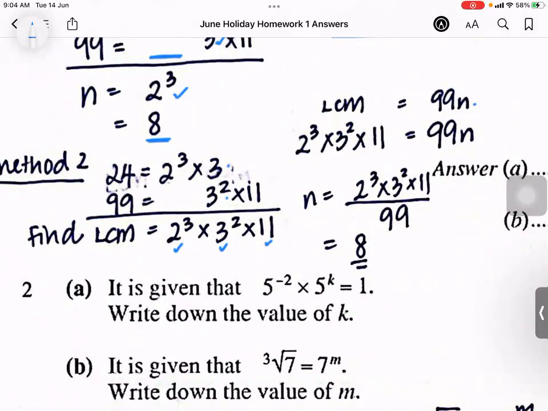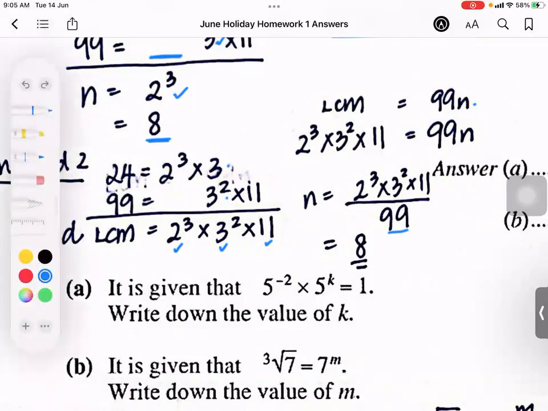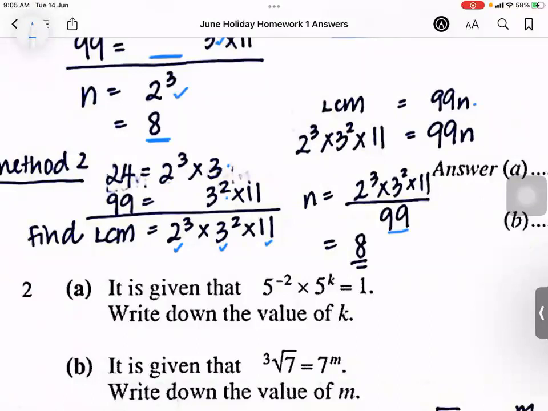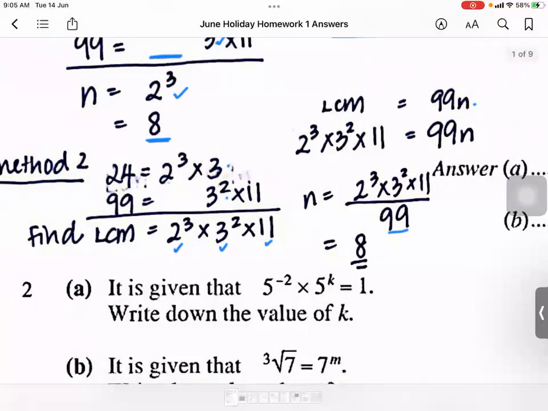So if LCM is equal to 99 times n, how am I going to find n? We just need to divide away 99 and we can get the value for n. This type of method can be done if the number is not very, very big. There are some questions the teacher might purposely set so the number is very big that your calculator cannot calculate, then you probably need to cancel away by powers. If not in N level, the numbers are usually manageable, so you should be able to find the answers.